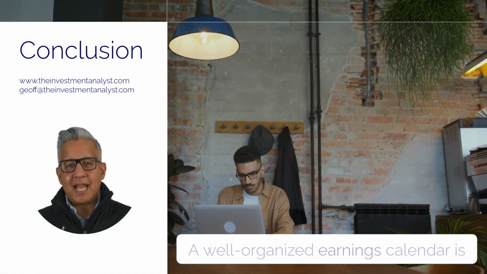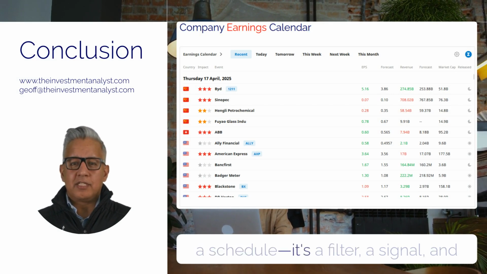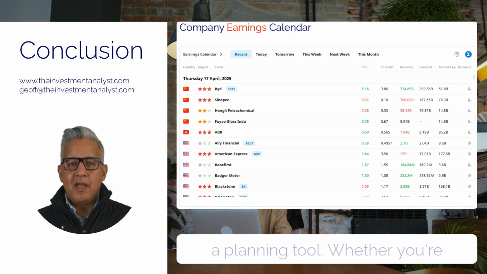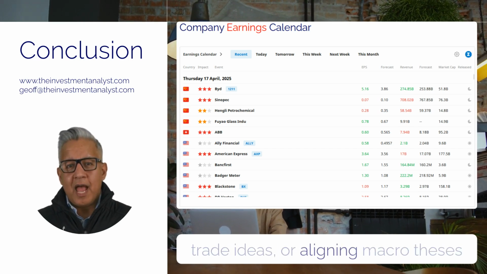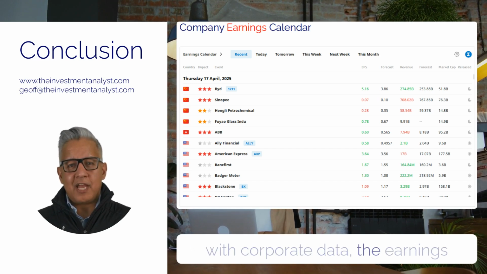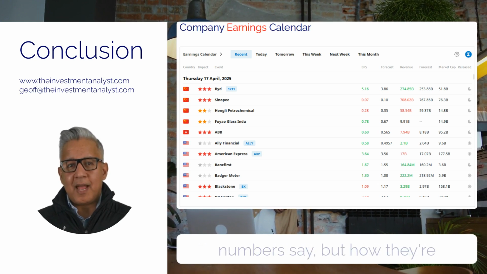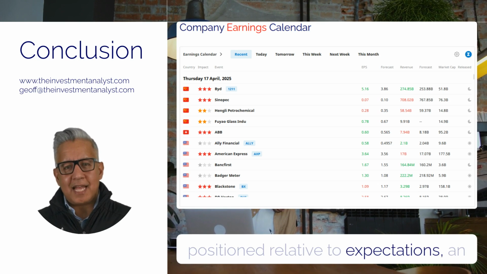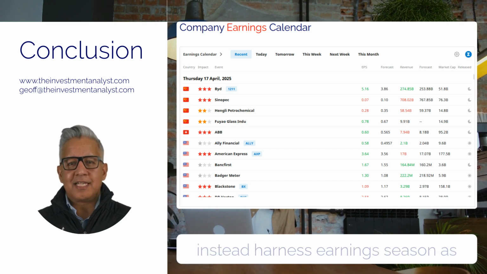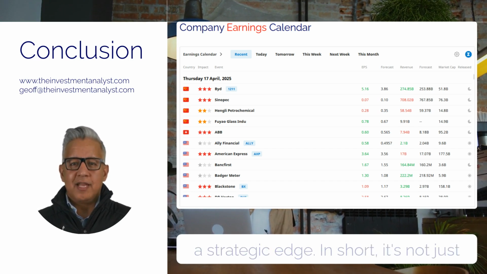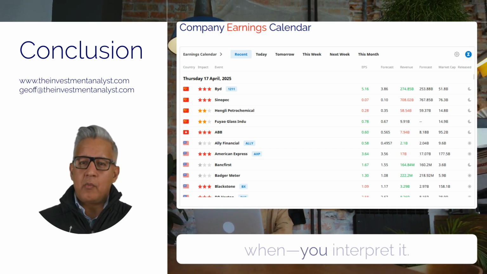A well-organized earnings calendar is a map of market catalysts. For investment analysts, it's not just a schedule, it's a filter, a signal, and a planning tool. Whether you're updating valuation models, preparing trade ideas, or aligning macro theses with corporate data, the earnings calendar is foundational. By understanding not just what the numbers say, but how they're positioned relative to expectations, an analyst can avoid reacting to noise and instead harness earnings season as a strategic edge. In short, it's not just about the data, it's about how and when you interpret it.